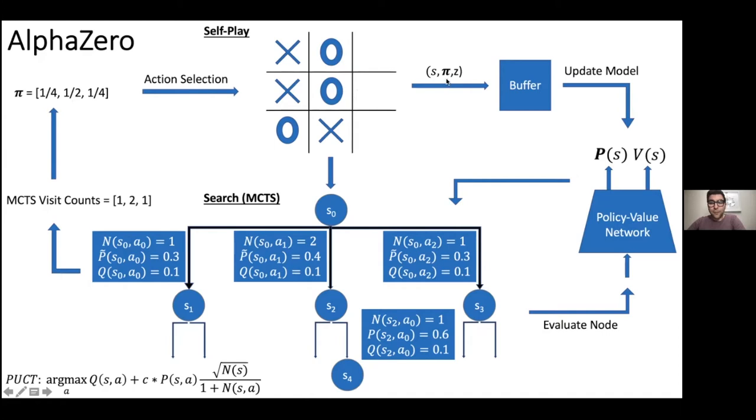Once a self-play game is complete, AlphaZero takes the states that were encountered during self-play and creates tuples for each of them that consist of the state, its respective search probabilities pi, and the outcome of the self-play game z. These tuples are added to a buffer, and once enough tuples have been added, a batch of tuples is sampled and used to update the policy value network. The outcomes z are used as learning targets for the value head, and the search probabilities pi are used as a learning target for the policy head.